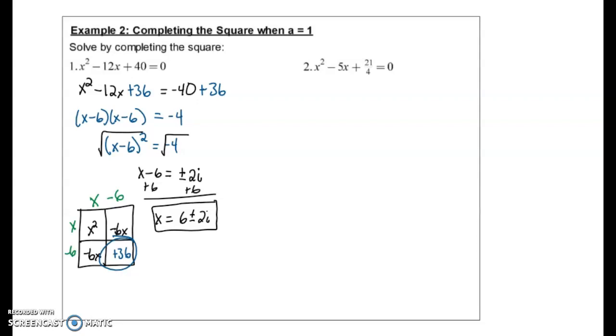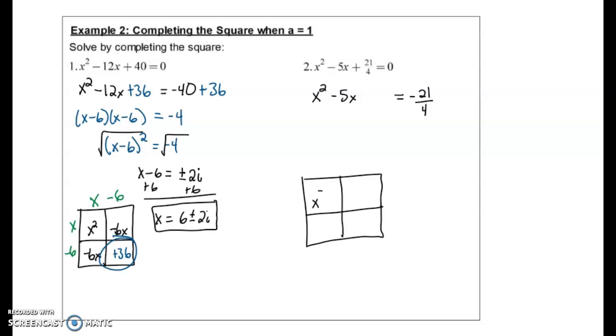Okay, let's go ahead and try this again. So remember, the first thing we're going to do is move the c value over to the other side of the equation so that we just have some room to work. Okay, so now we need to complete the square. So we're going to take the x squared and put it in the top left box. And we're going to take the b value, the minus 5x, and divide it into two boxes.